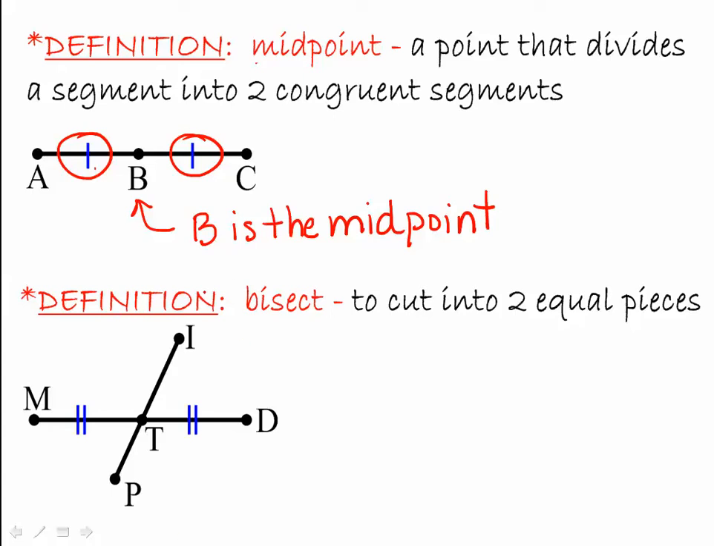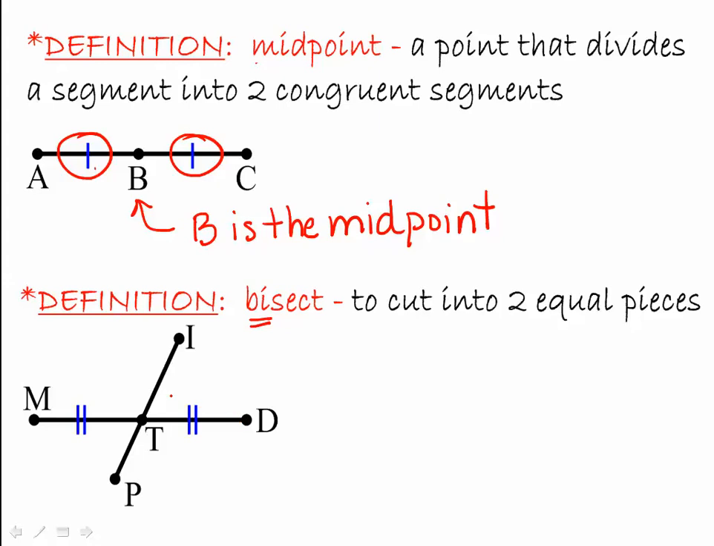Another important definition is the word bisect. We know that the prefix bi means two, so think of this as two sections. Bisect means to cut something into two equal pieces, or in other words, you have two sections that are equal. Notice in this picture, MT and TD are congruent because they're given the same mark. This would make point T the midpoint. It would also mean that point T bisects segment MD. In other words, point T cuts segment MD in half.